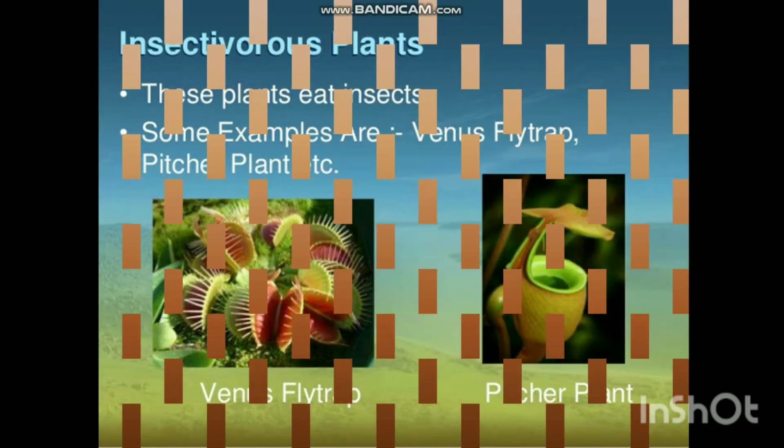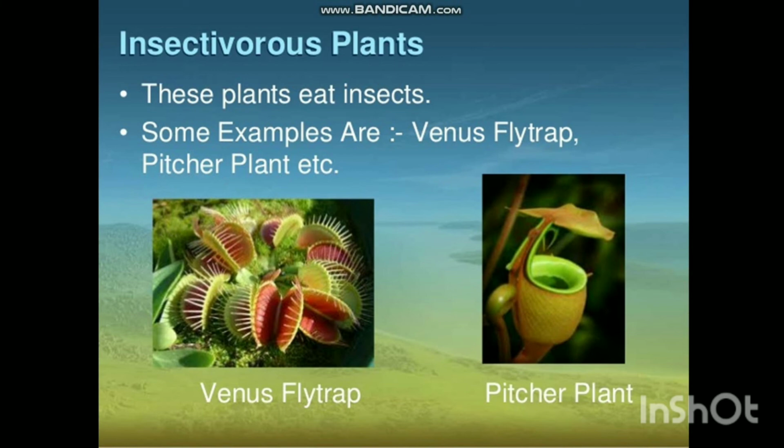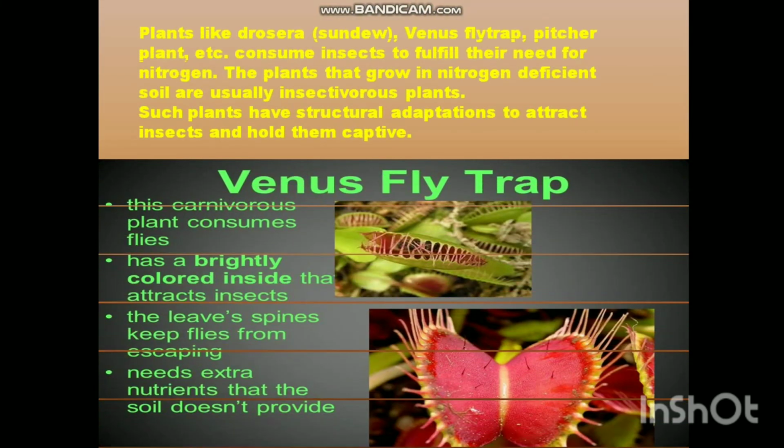Let us now study insectivorous plants. Certain plants like Drosera, Venus flytrap, and pitcher plant consume insects to fulfill their need for nitrogen. These plants are called insectivorous plants as they grow in nitrogen deficient soil. These plants have structural adaptations to attract insects and hold them captive.